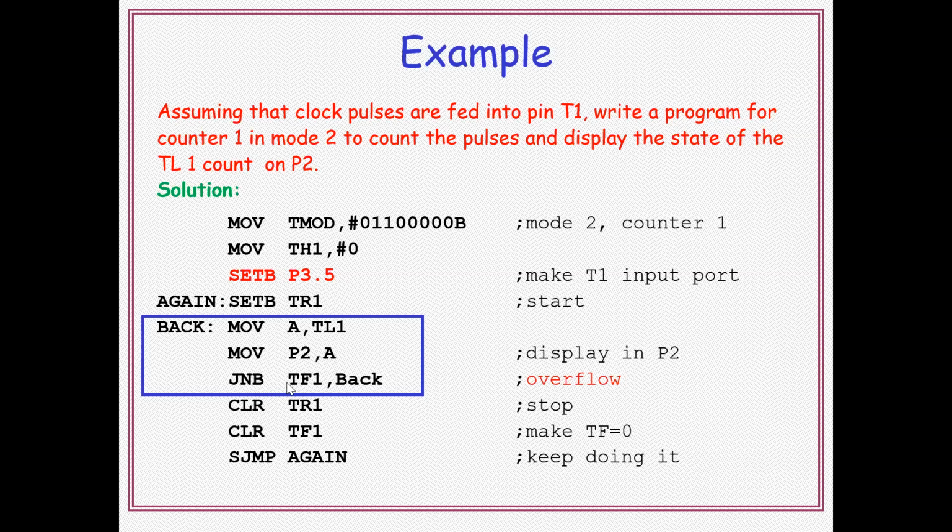Then we wait for TF1, the overflow flag. If it has not overflowed, it keeps on reading and displaying, so the continuous counting value is displayed on port 2. After that, we stop the counter with the help of TR1 and clear the overflow flag TF1, and repeat again. So this process is continuous, and it always depends on TR1 and also on T1.